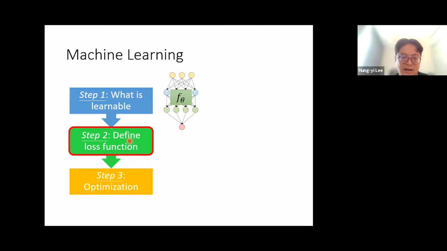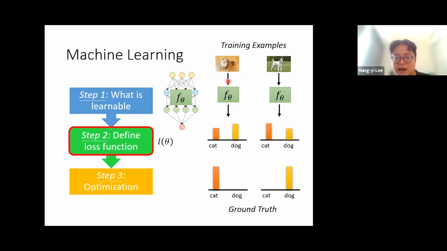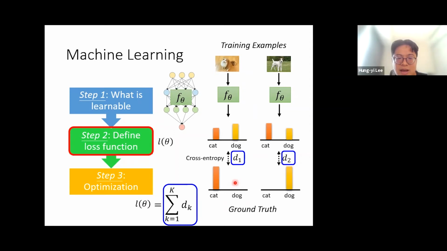You have to define a loss function. Here I use L of theta to represent the loss function. And usually you calculate the loss in this way. You have some training examples, and you have ground truth labels for the training examples, and you have a model whose parameter is theta. Then you want to evaluate the loss function. You want to know the loss of theta. So you apply f theta to those training examples and obtain your predictions. Then you compute the cross entropy between the model prediction and the ground truth. Then you average the cross entropy, and this is the loss. And this is the loss you want to minimize.